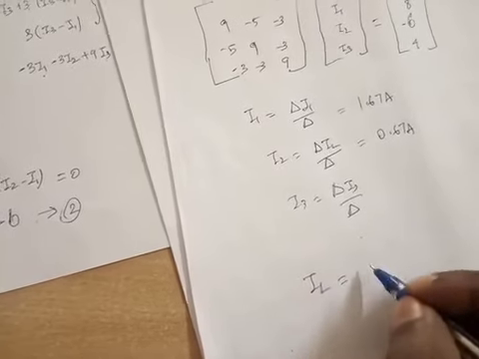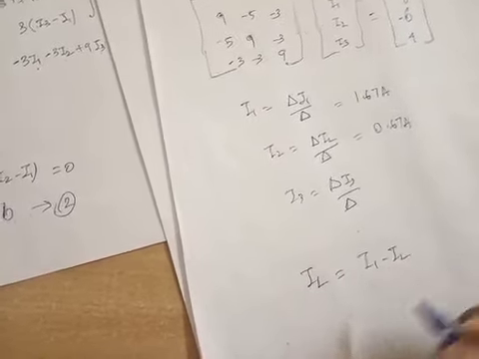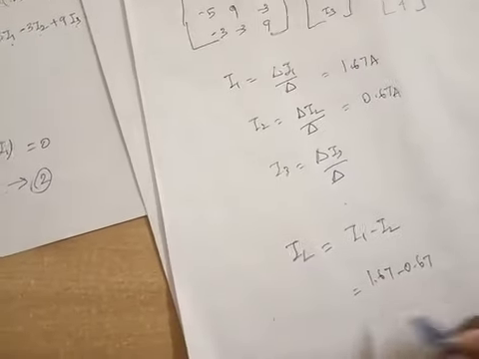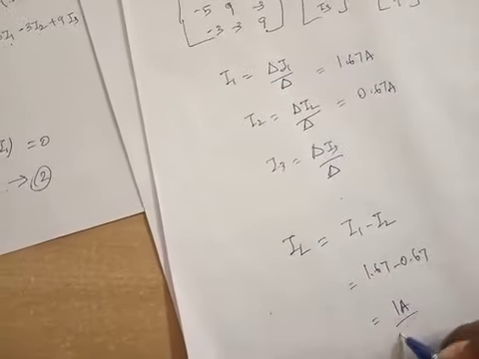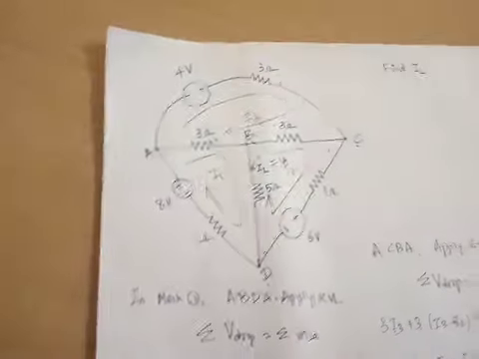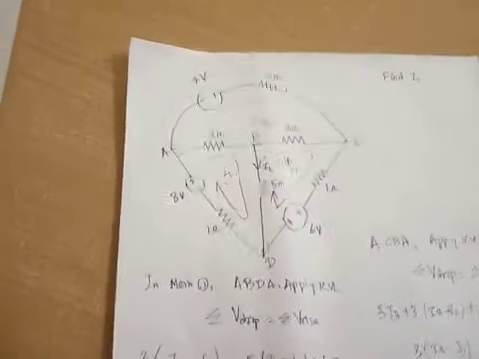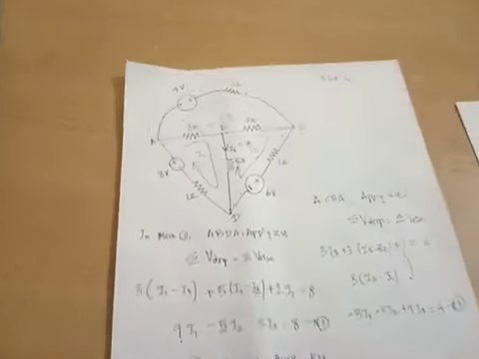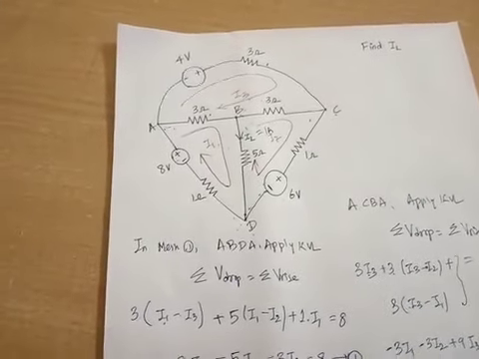We need IL equal to I1 minus I2. So 1.67 minus 0.67, you will get 1 ampere. So this is our IL. In the given problem, IL equals 1 ampere. Like this, you need to solve your circuit using mesh analysis. Thank you.